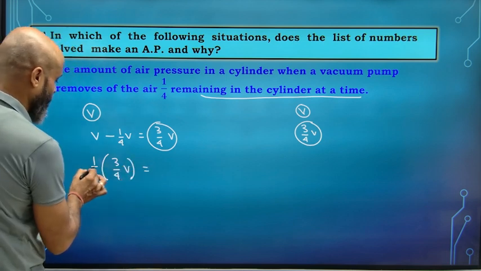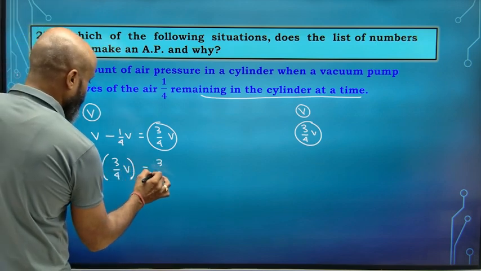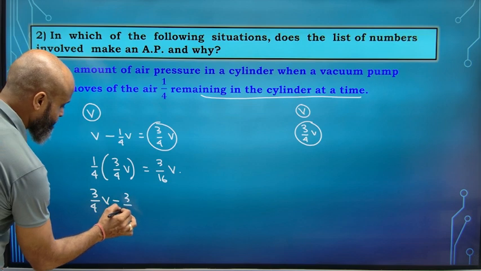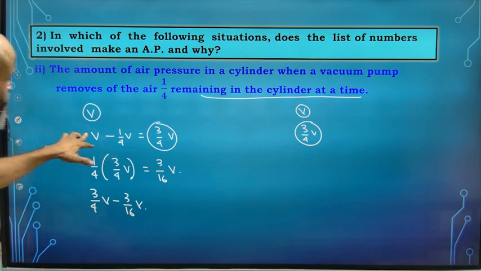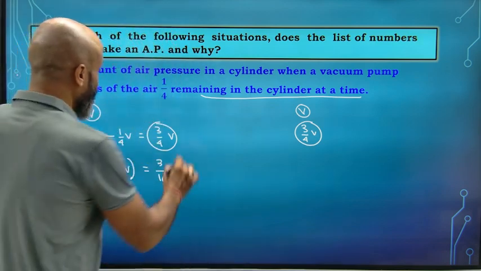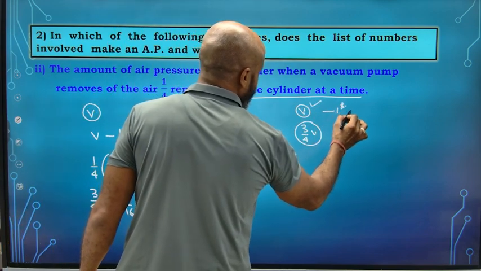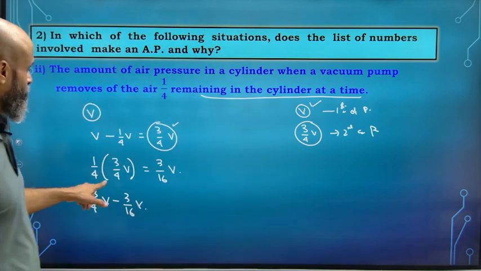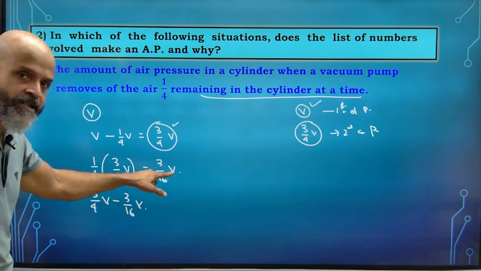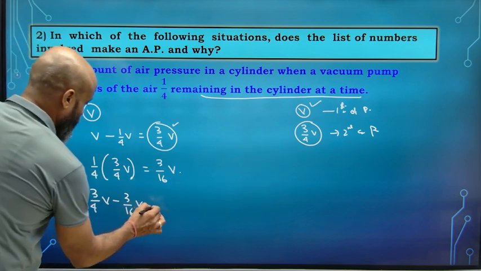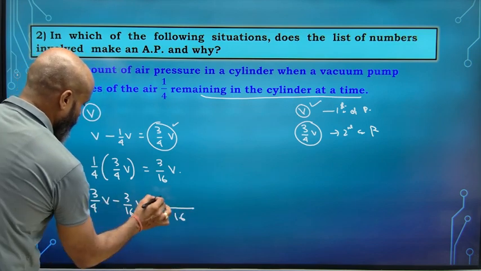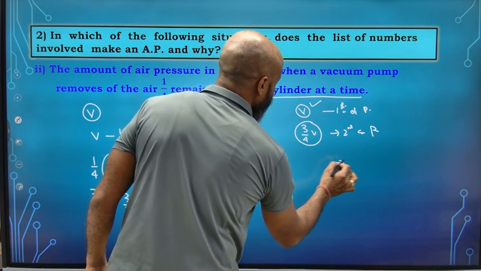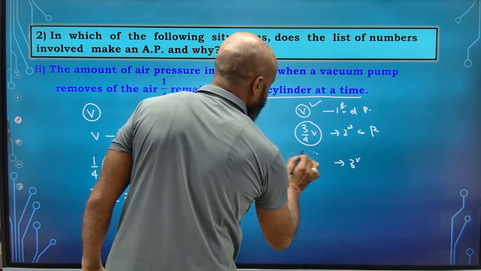So how much air would be remaining? How much is removed? 3/16 V is removed. Now how much air is remaining? 3/4 V minus 3/16 V. Understand this. First it was V, out of which I remove 1/4 V. So how much is remaining? 3/4 V. First case of pressure is V, and this is the second case of pressure. Third case of pressure, 1/4 of 3/4 V, that is 3/16 V. This has been removed, so how much remains? 4 fours are 16, 3 fours are 12, 12 minus 3, that is 9/16 V remains. So in the third case 9/16 V remains, and so on and so forth.